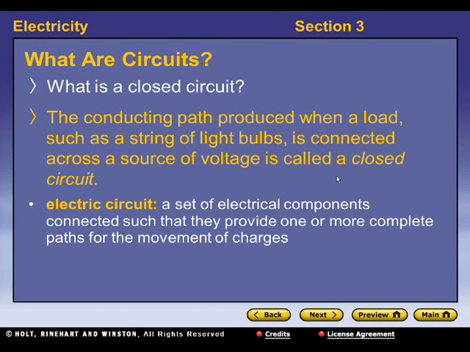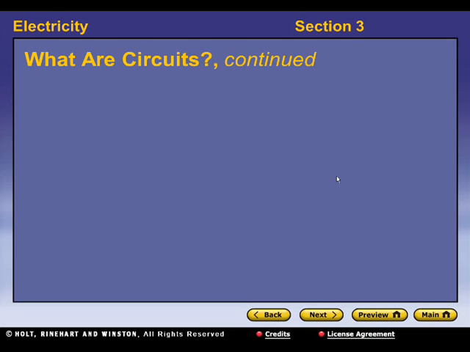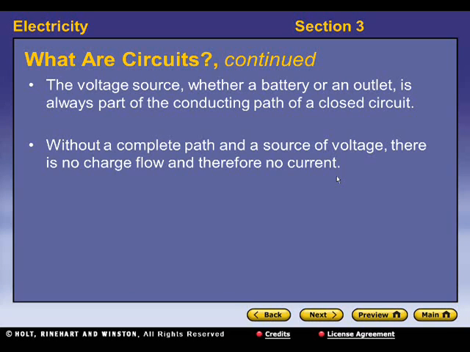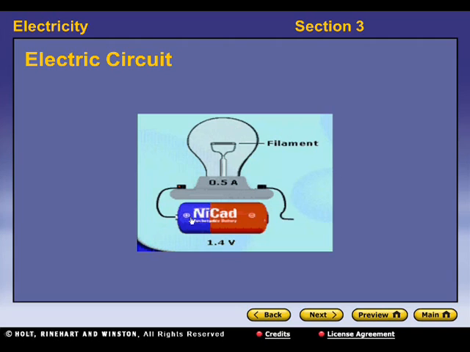So an electric circuit is basically a set of electrical components connected such that they provide one or more complete paths for the movement of charges. The voltage source, whether it be a battery or an outlet, is always part of the conducting path of a closed circuit. Without a complete path and a source of voltage, there is no charge flow and therefore no current. So no electricity flows at all. This is called an open circuit. So let's listen in here on this one.